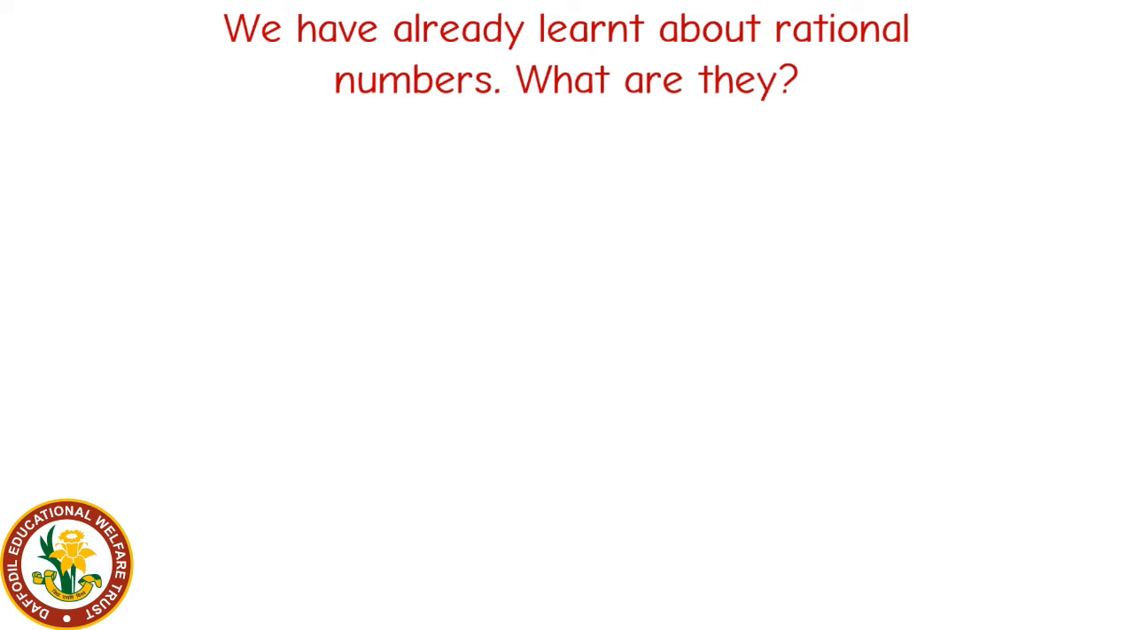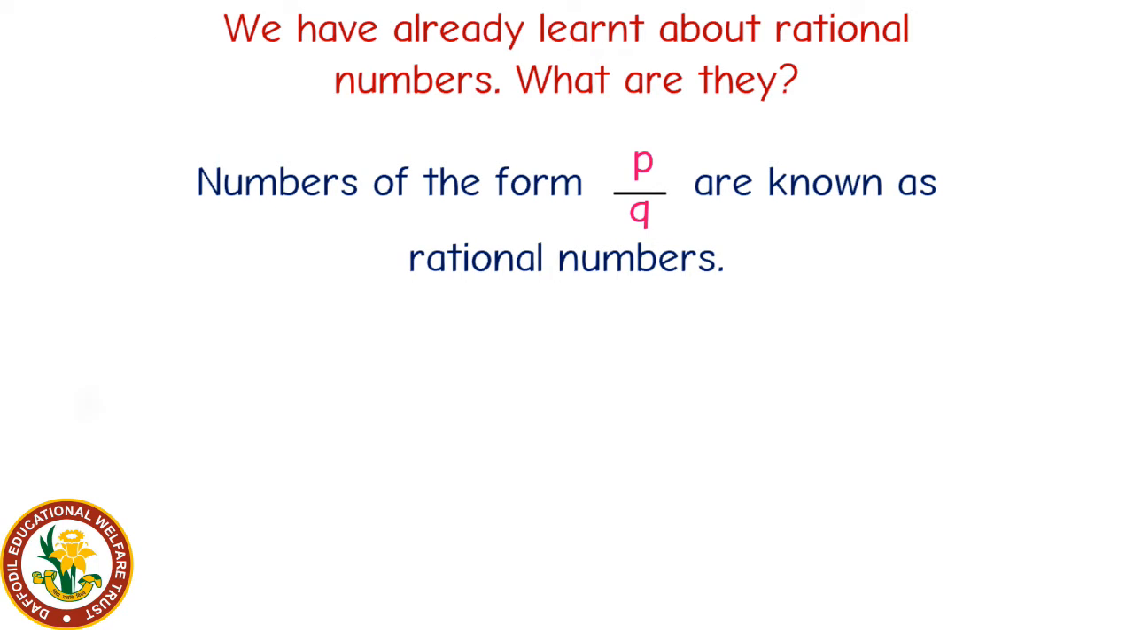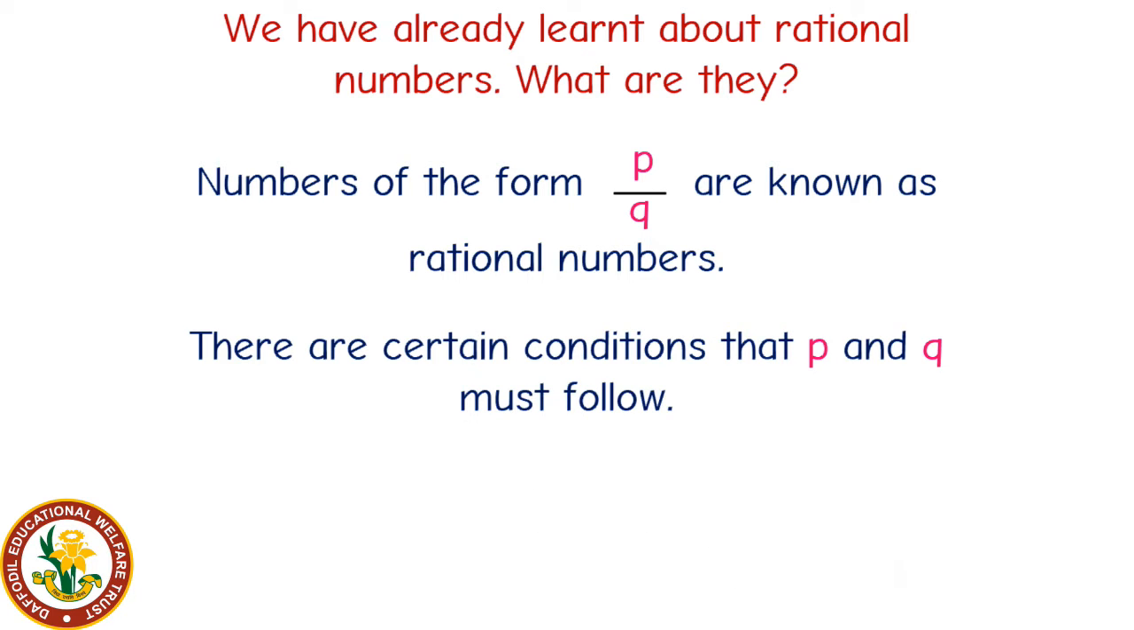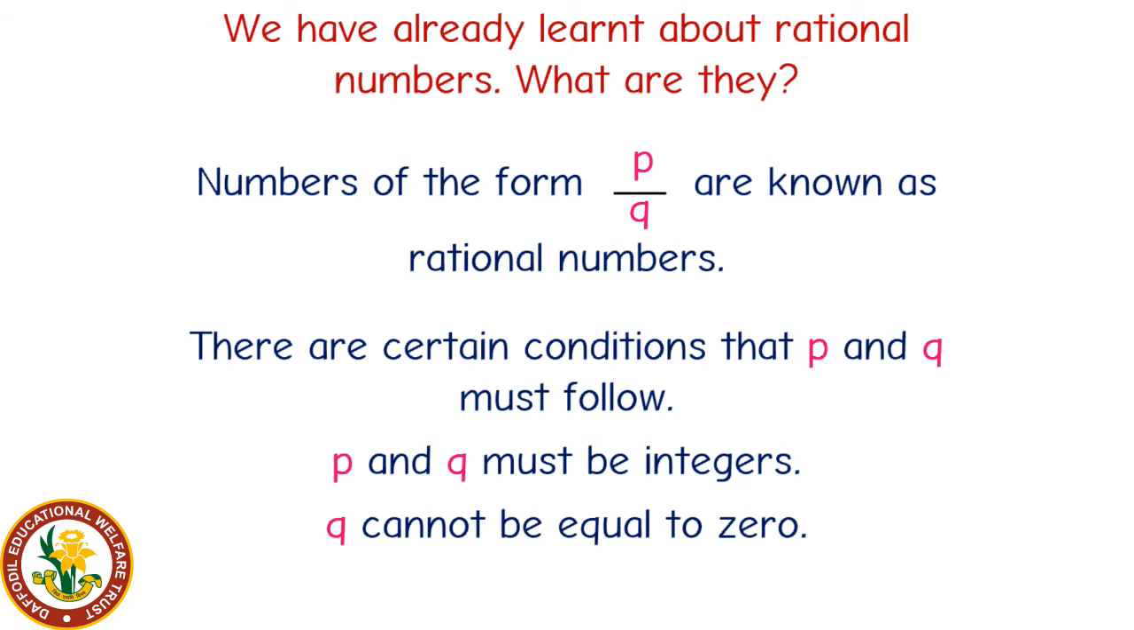We have already learnt about rational numbers. What are they? Numbers of the form p upon q are known as rational numbers. There are certain conditions that p and q must follow. P and q must be integers. Q cannot be equal to 0.